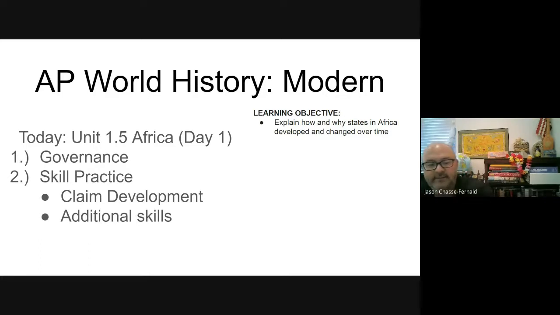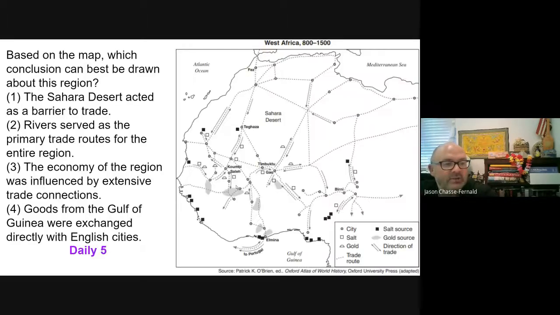All right, so development and some evidence. Today we're going to do an overview of how and why the states of Africa developed, and begin to look at some change over time as well. To begin with, let's look at our daily five.